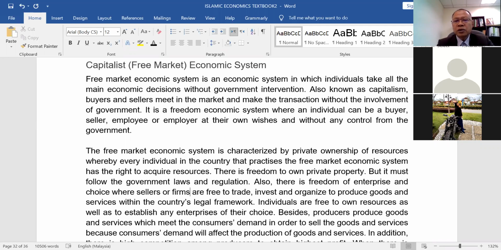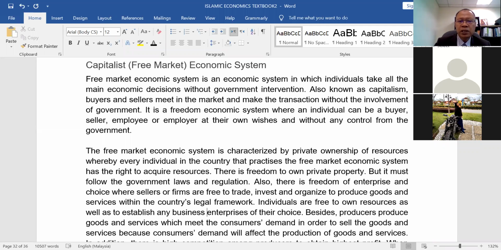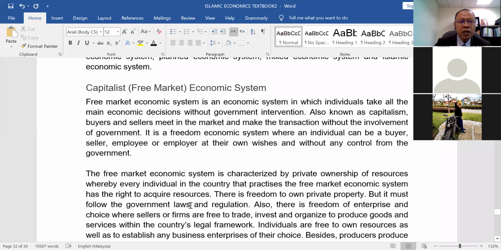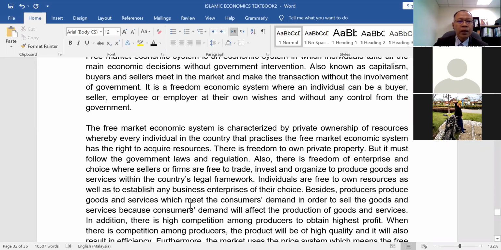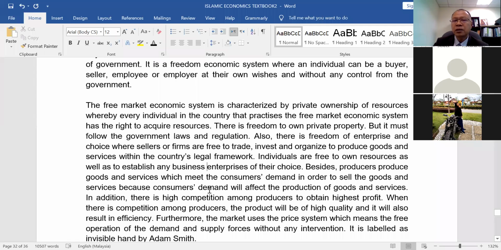Individuals are free to own resources as well as to establish any business enterprises of their choice. Besides that, the producers also produce goods and services which meet the consumers' demand. So ada orang nak beli, then ada barang, then pengeluar akan menjual. So producers produce goods and services which meet the consumers' demand in order to sell them, because consumers' demand will affect the production of goods and services.